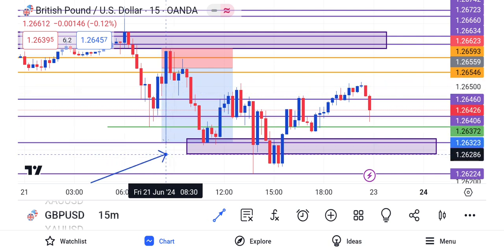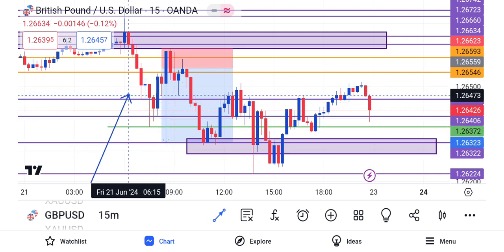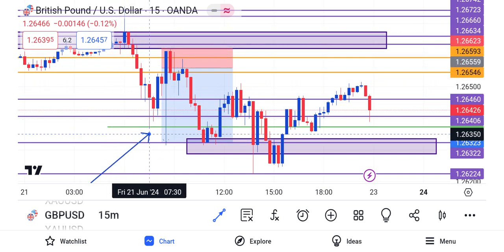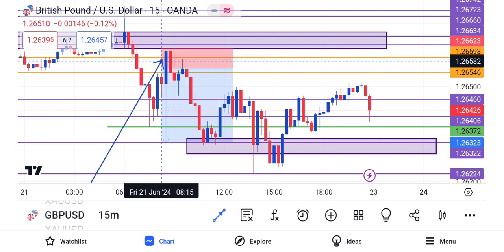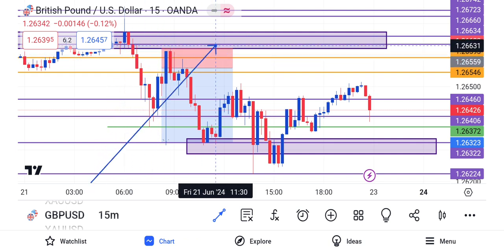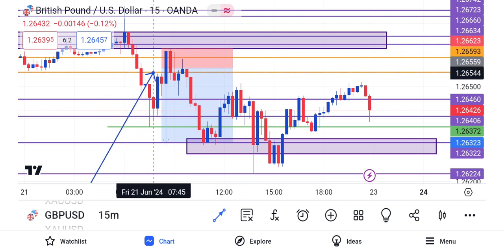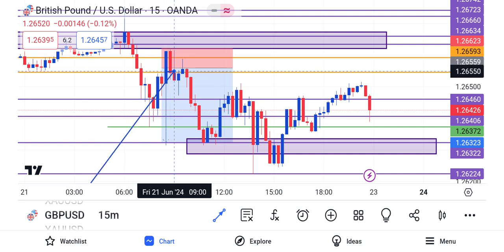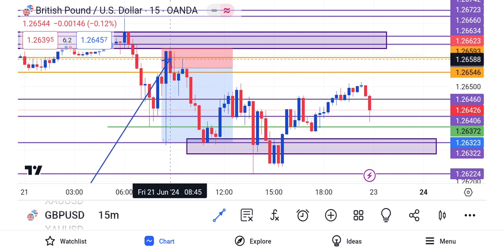Look at that. So my entry was after that rejection right there, because after that impulse correction to the downside, we had that correction again to the upside, whereby we rejected that support. After rejecting, what did we have? That subsequent candle. So firstly, that's number one confirmation for you. That bearish subsequent candle, that's the first confirmation for you. Second confirmation, we had a rejection whereby we marked our support. That's the second confirmation for you.